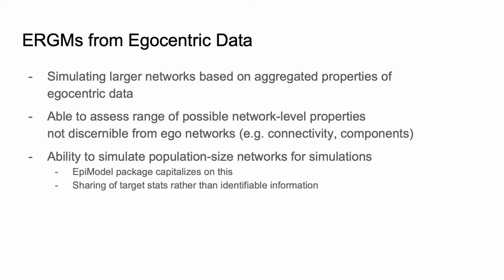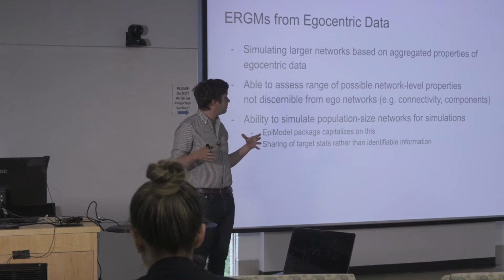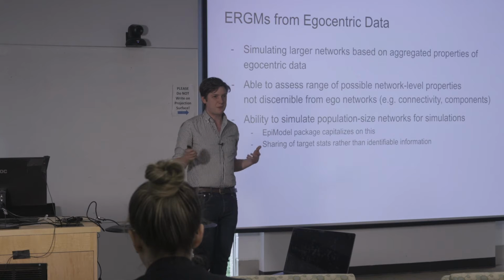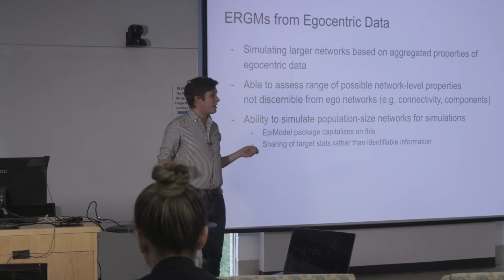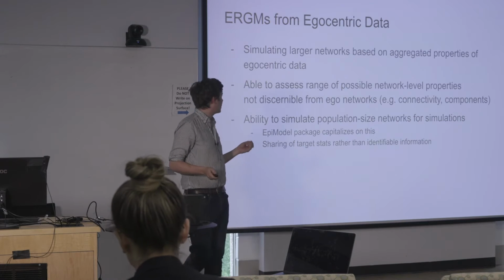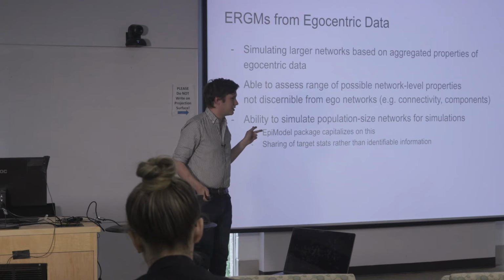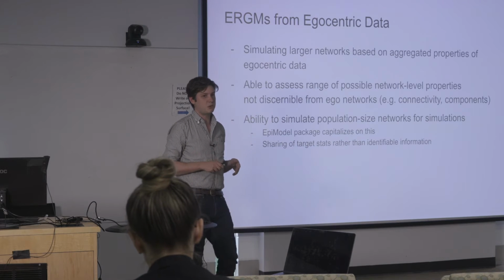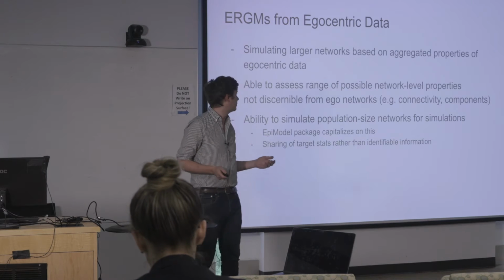The really neat thing is that with ERGMs, you have this ability to simulate. Once you have a set of egocentric data, you can use the aggregated information from your egocentric data to simulate larger networks based on the properties that you see. And this really offers two really important opportunities to researchers who are interested in what's going on in a broader population, but don't have the means to because of the difficulty of collecting data.